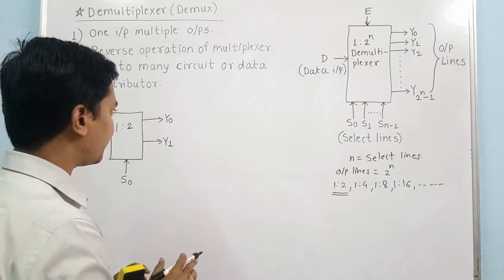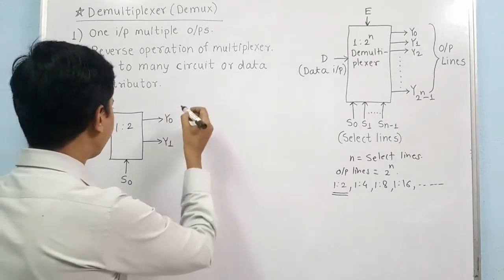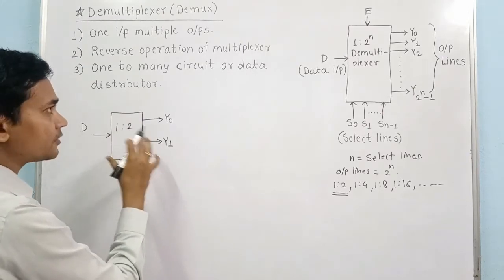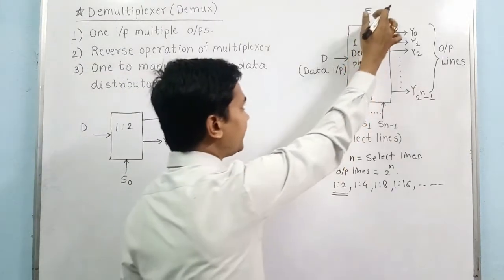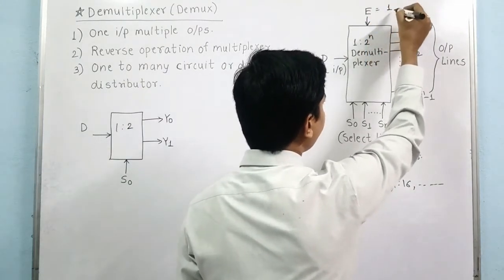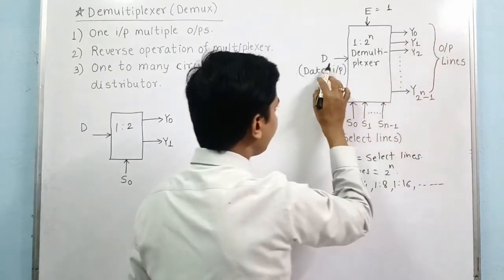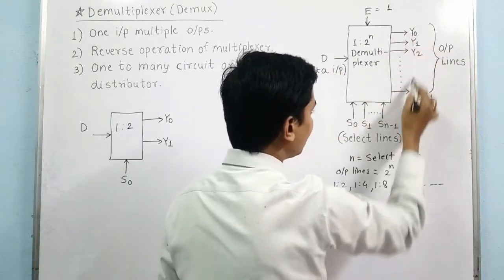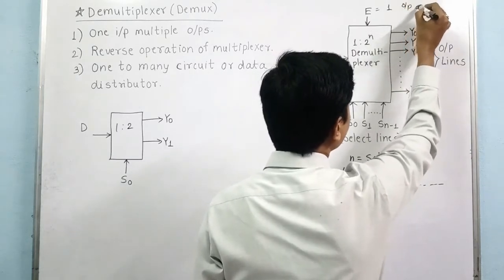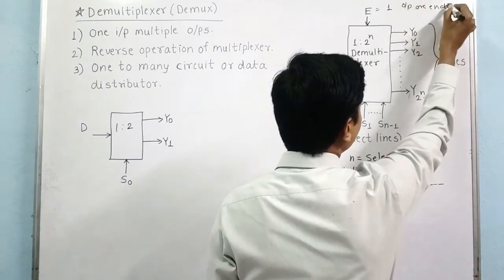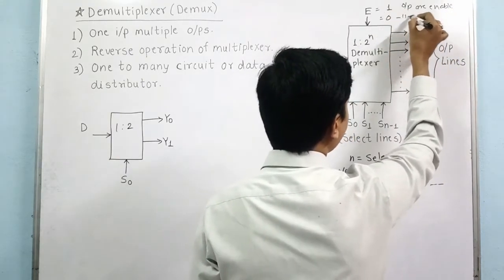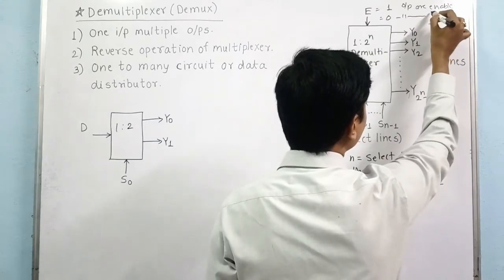One more line I missed telling you about is the enable line. If enable is 1, then and only then will the particular data be sent over the output line. If enable is equal to 0, then all outputs are 0.